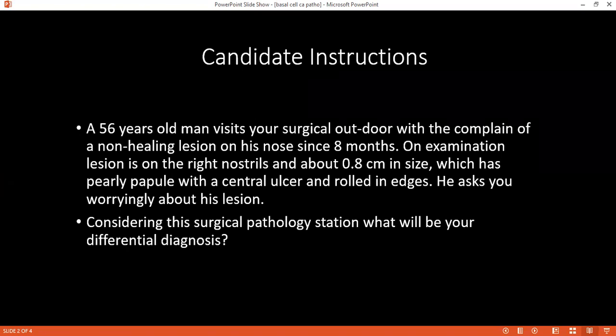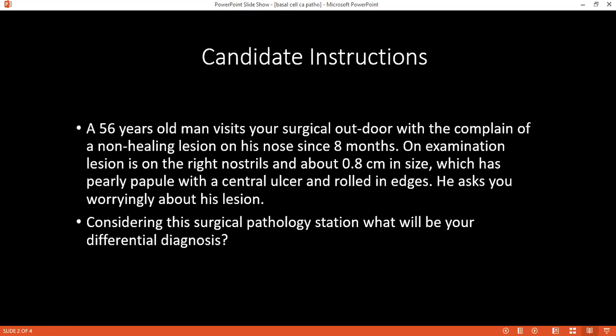Right. So if you have read and understood, considering this surgical pathology station, kindly tell me after you have read the stem, what are the differential diagnoses that you'll consider? My differentials are basal cell carcinoma, squamous cell carcinoma, tuberculosis, maybe some kind of lymphoma, and seborrheic keratosis. All right. Okay. You said basal cell carcinoma or squamous cell carcinoma. Why? What are the differences between these two carcinomas?